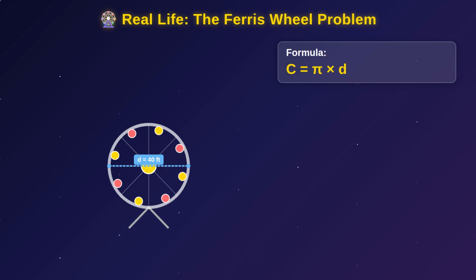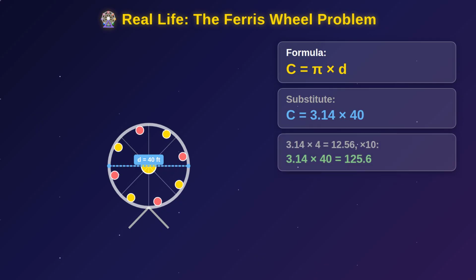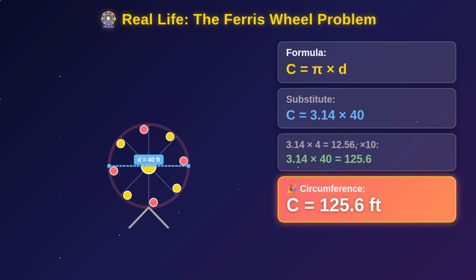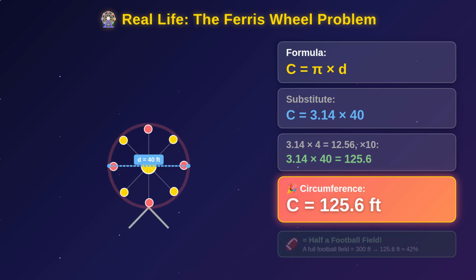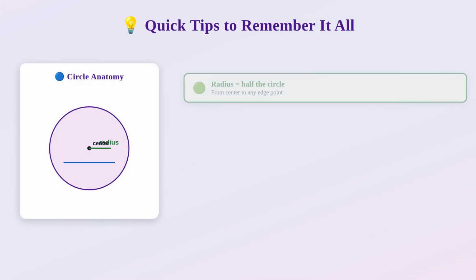One more real-world problem, because circles are everywhere. A Ferris wheel at the state fair has a diameter of 40 feet. How far do you travel in one full spin? That's the circumference. Use c equals pi times d. So c equals 3.14 times 40. Let's compute. 3.14 times 4 equals 12.56, and 3.14 times 40 is just 10 times that, so 125.6 feet. One ride on that Ferris wheel takes you 125.6 feet around in one full circle. That's almost half a football field of travel just spinning in place.